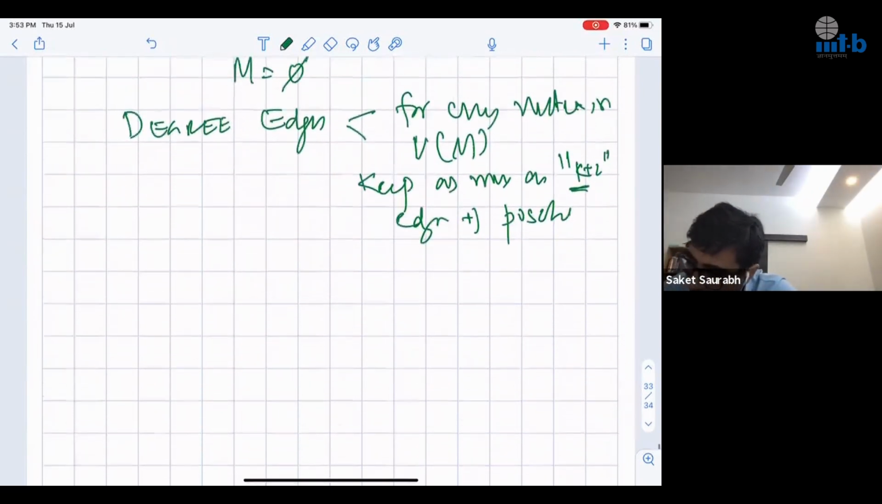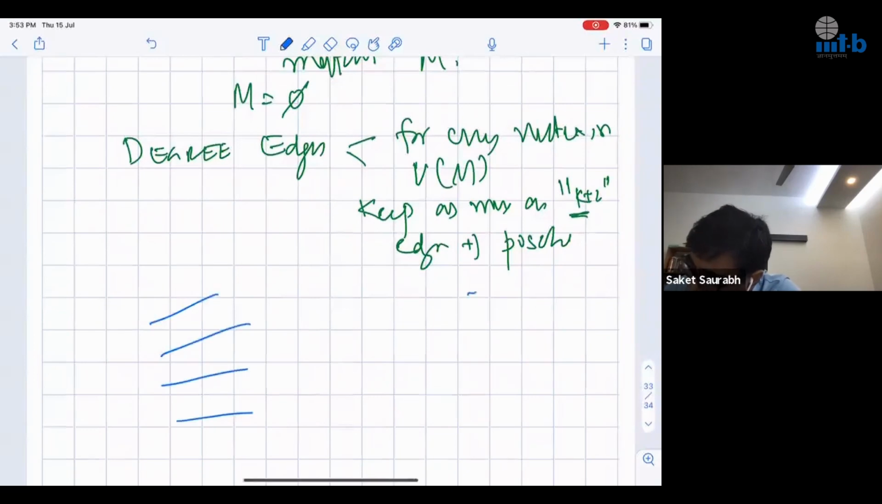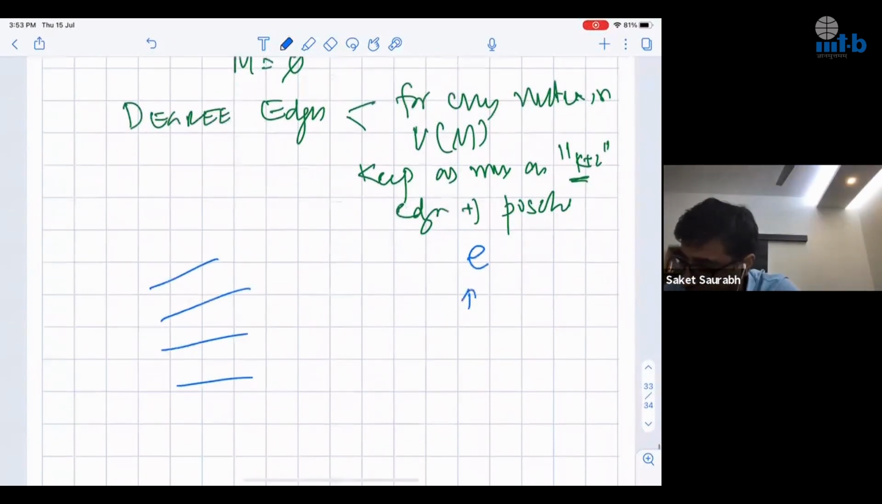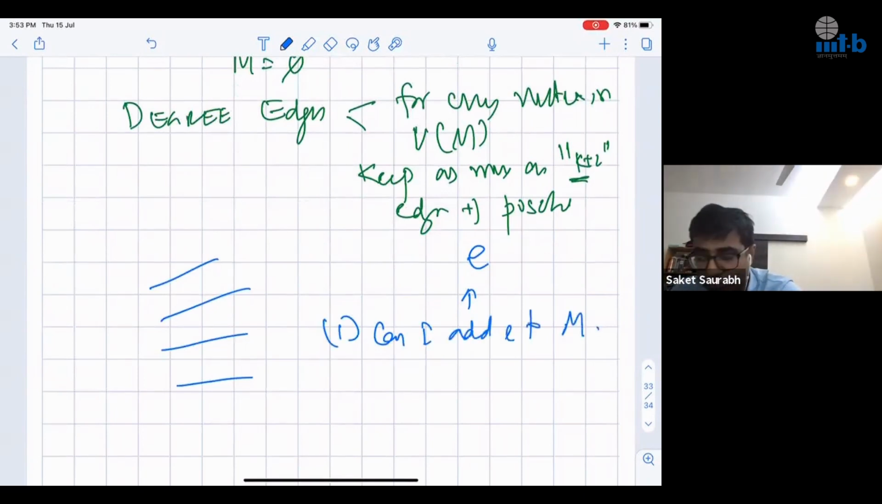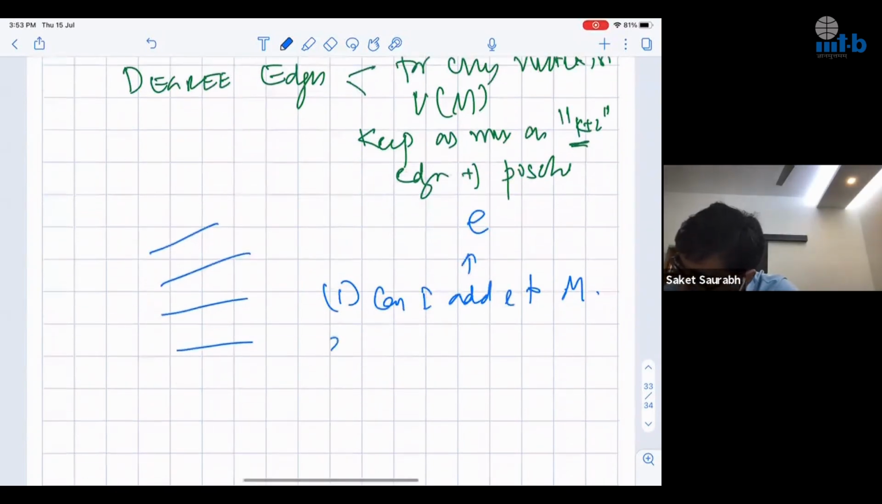So in the beginning, M is empty, and suppose some edge comes. What is my first question? Can I add this to the maximal matching which I'm keeping? Question number 1: can I add E to M? Easy to check, right? If this edge does not meet any of the endpoints, then I can add it. Otherwise, no.